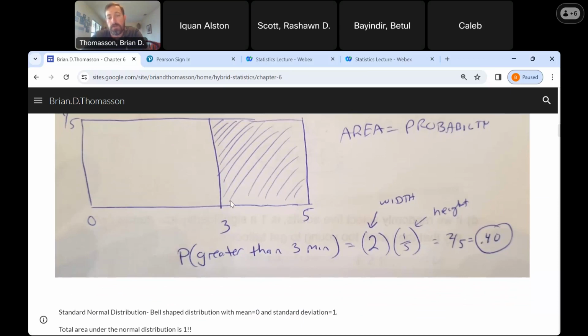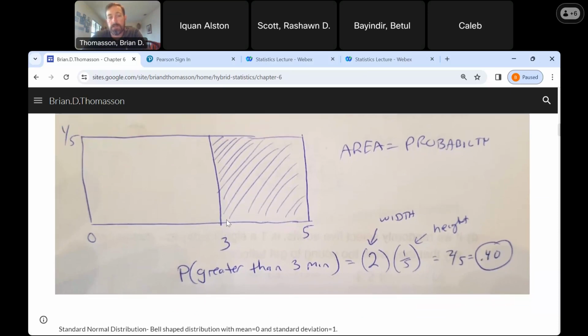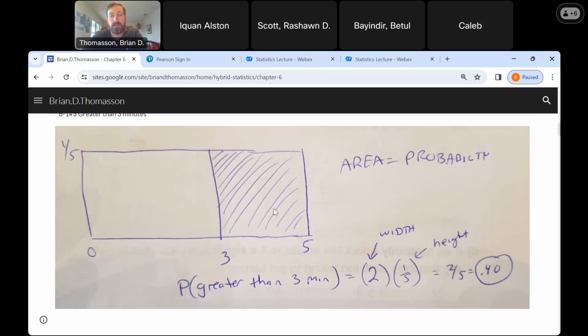Okay, so anyways, when we're doing these uniform distributions, we always find the area, and the area is equal to probability. So in this case, we're trying to find greater than 3 minutes. From 3 to 5 is our width of 2, and we multiply by the height, 1/5. 2 times 1/5 is 2/5 or 40%. So that's 40% of the area, and that's also our probability of 40%, or 0.40.